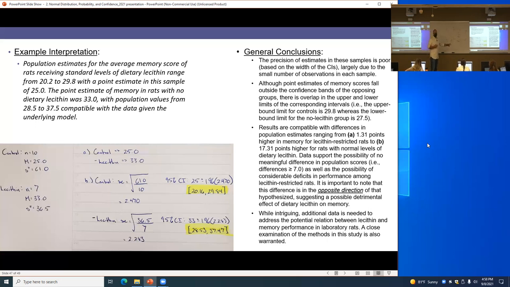But based on the data that we've got, it could be anywhere from this much this way to this much the other way, depending on how we're looking at things, right? So we're saying the data support the possibility of no meaningful difference in the population, as well as the possibility of considerable deficits or benefits in performance in lecithin restricted rats.